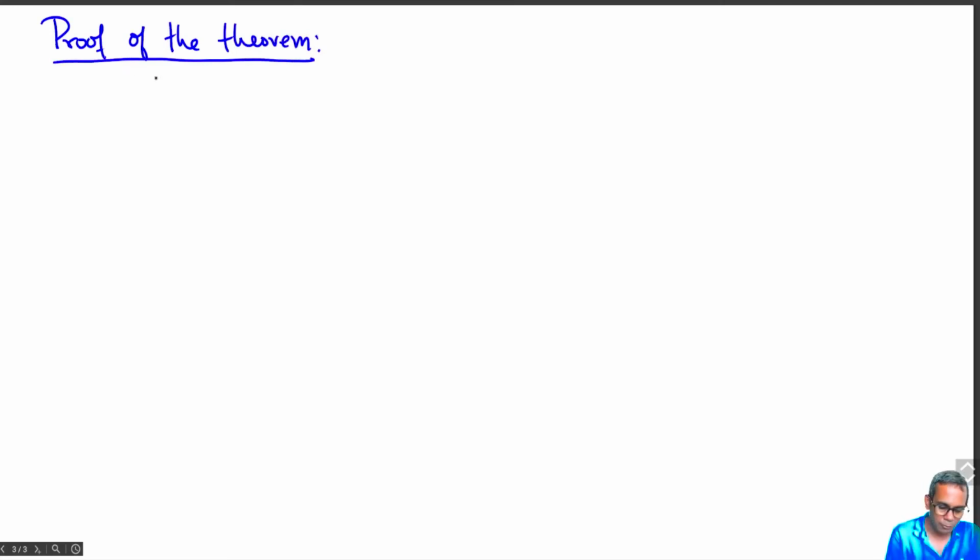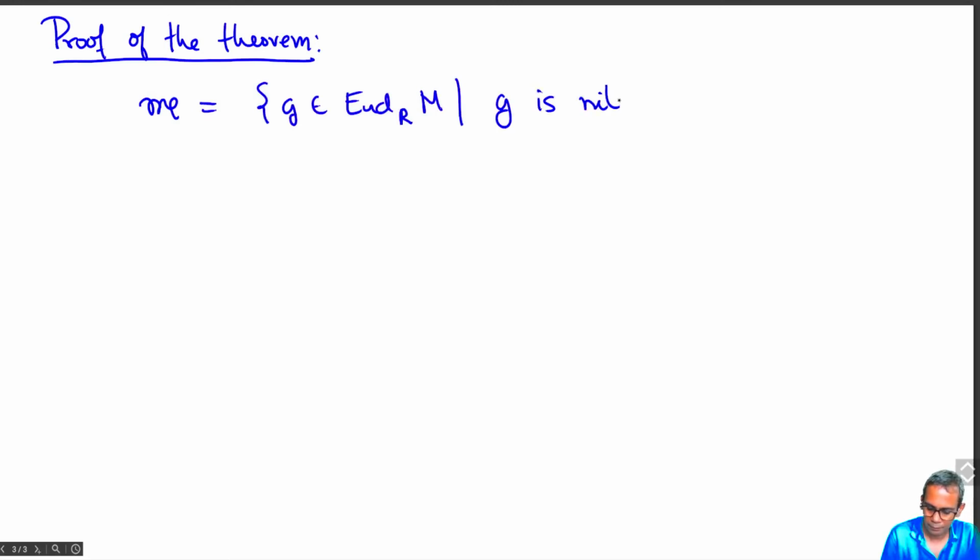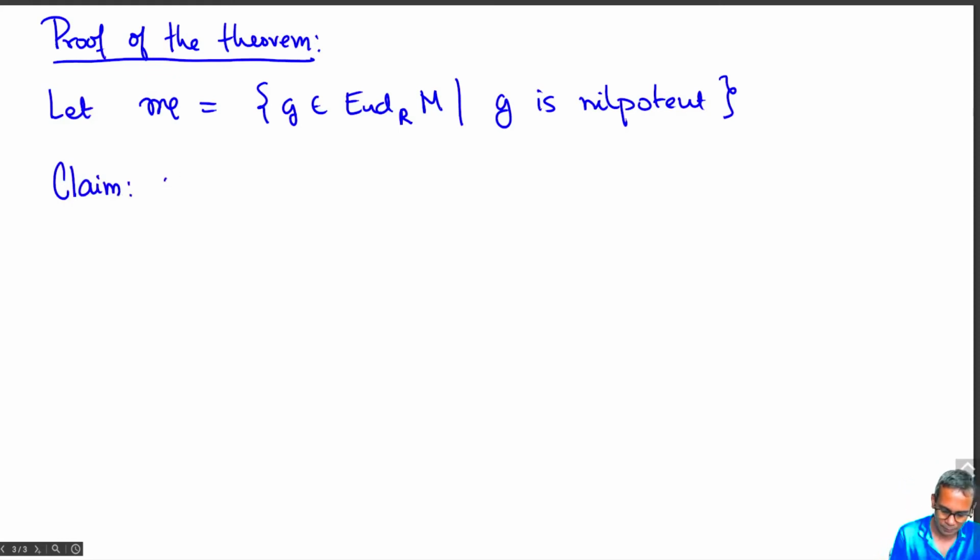Well, we'll take M to be the set of all nilpotent elements in End(R M), i.e. g to the power n is 0 for some n. And we'll show that M is a two-sided ideal. And of course, we know that the complement of M consists of units, and so we'll have proved the theorem.